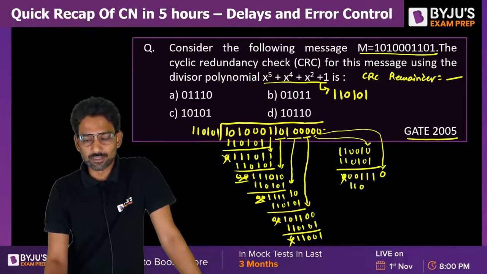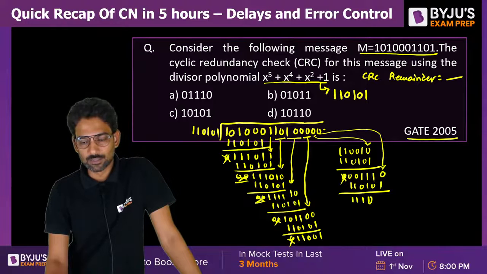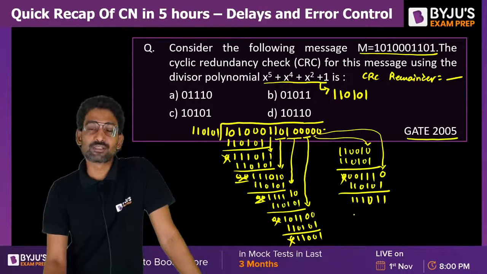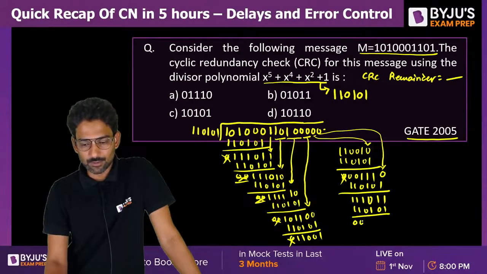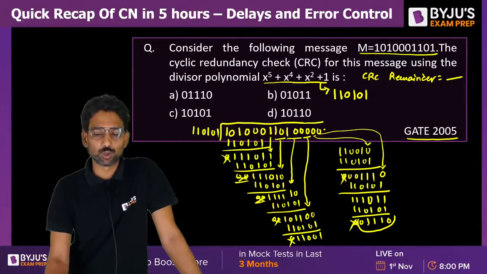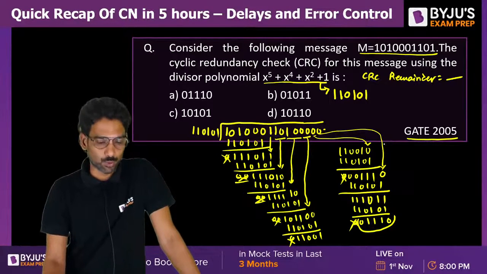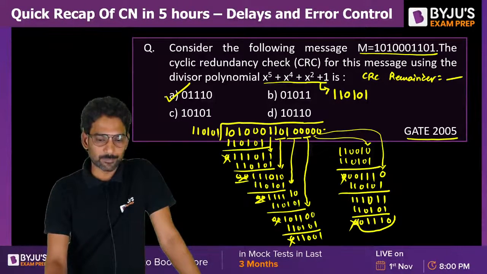So 110101, it is 11111011. MSB is 1, so do XOR again. 110101, it is 0011110, discard, and finally what is the remainder you got? 01110. So option A.